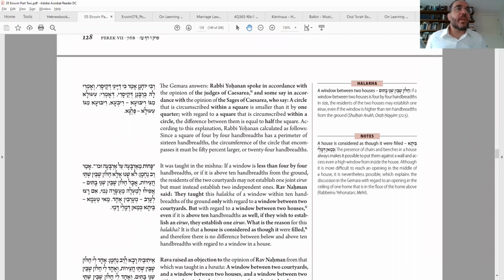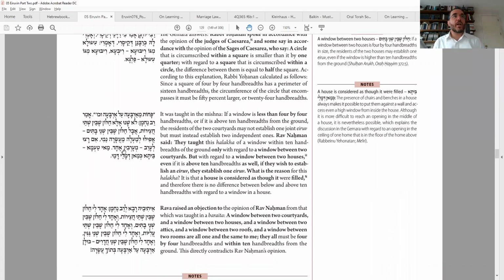Okay, very good. So next part of the Mishnah, pachot me'arba'a al arba'a. If it's less than 4 by 4. Amar Rav Nachman, lo shanu ela halon sheben shete chatzerot. אבל חלון שבין שני בתים אפילו למעלה מ10 אמה אם רצו לערב מערבין אחד. מה טעמא? ביתא כמאן דמלא דמי.